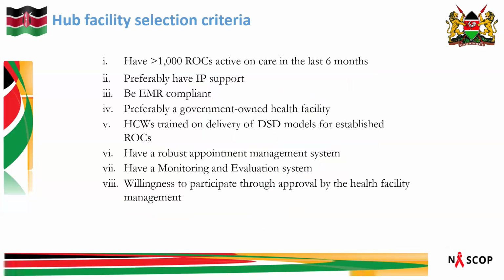So what is the criteria of selecting a hub? It is a facility which has more than 1,000 recipients of care. It has implementing partner support. It should have an electronic medical record system, and preferably we started with government-owned facilities, and should have healthcare workers who have been trained on the DSD model, a facility with a robust appointment system, a robust monitoring and evaluation system, and willingness to participate through approval by the health facility management.